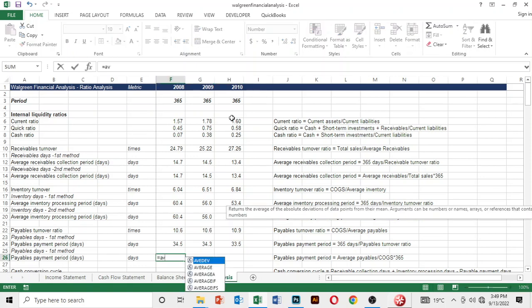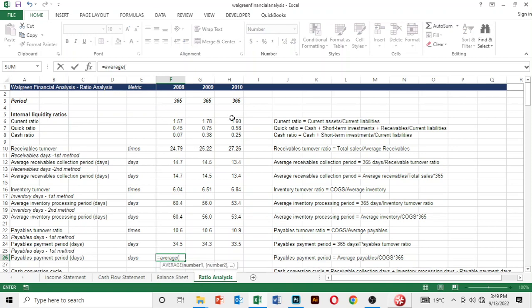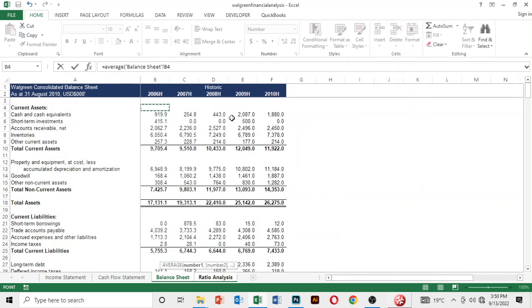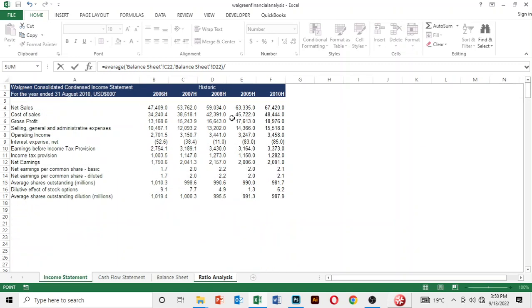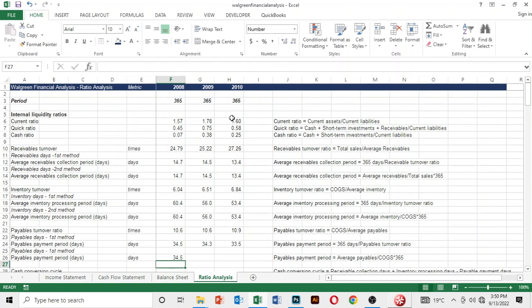So let's use our method there. Right, so we're going to use average there. So average, right, and then we divide that by cost of sales, and then we multiply by 365, and then we get the same result.